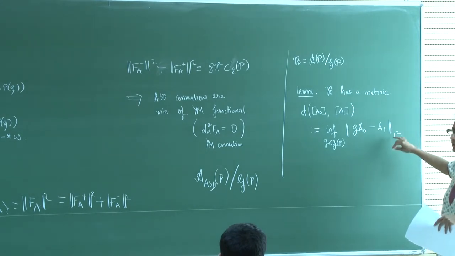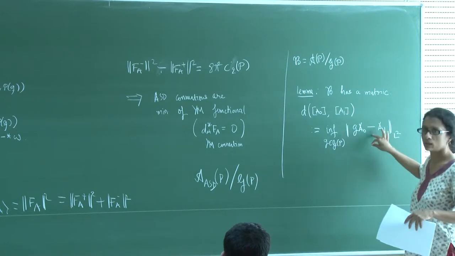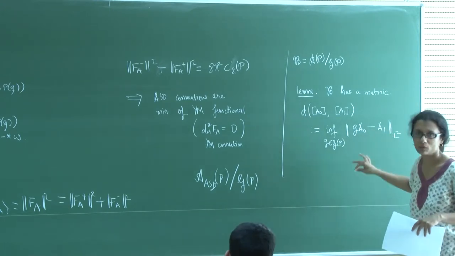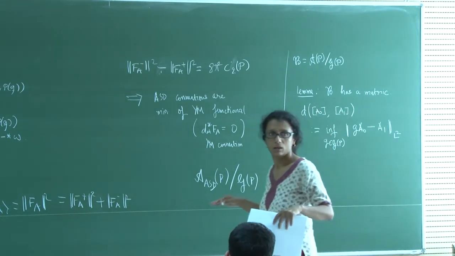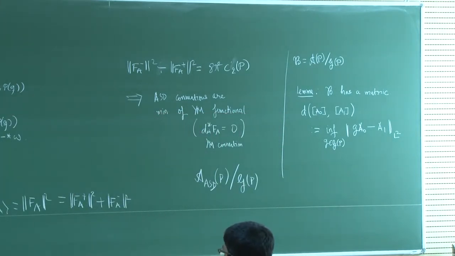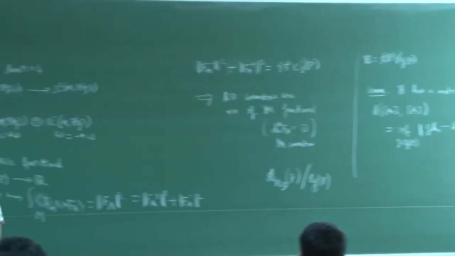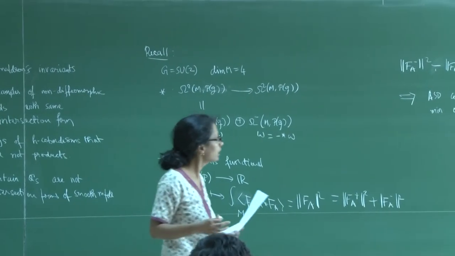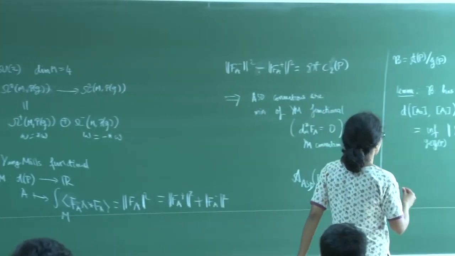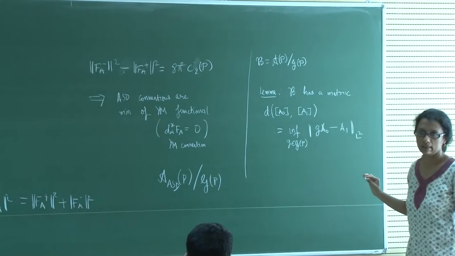I just point out that we don't have to put G in both these places. We don't have to put G1 here and G2 there, because the metric is gauge invariant. So it's enough to put G on one side. The triangle inequality is easy here.